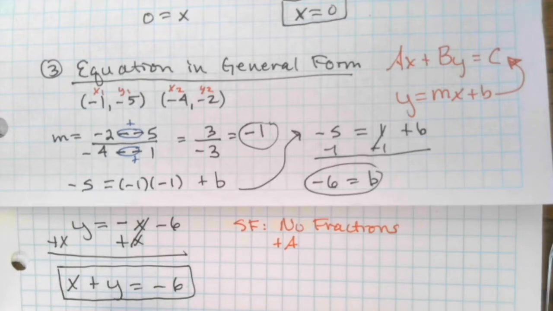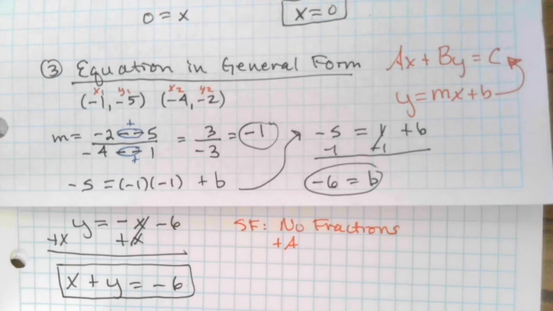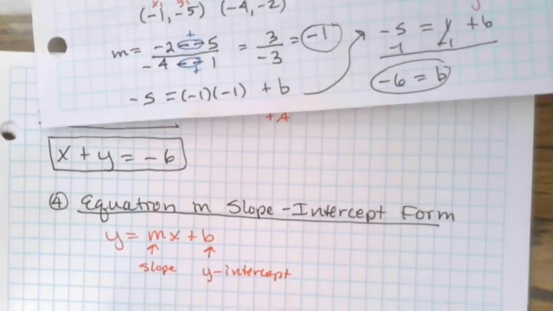All right, number 4. We're going to find the equation of a line in slope-intercept form. This is a really easy one. Slope-intercept form is y equals mx plus b, where of course m is the slope and b is the y-intercept, and that's how it gets its name.